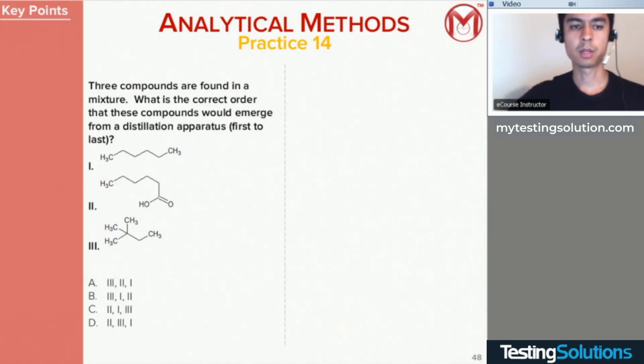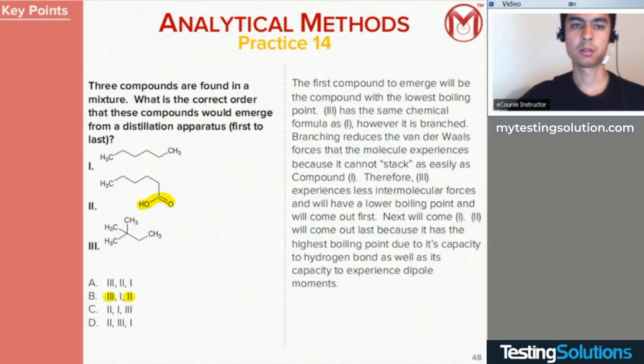Why? Because although it has the same number of carbon atoms as number 1, it is the most branched. It has the smallest surface area to volume ratio. And as a result, its London dispersion forces will be weaker. And so it'll come out first. Number 2 should come out last because it's this carboxylic acid. And in fact, that actually helps me answer the question. Since number 2 is last, number 3 is first, my answer here must be B.